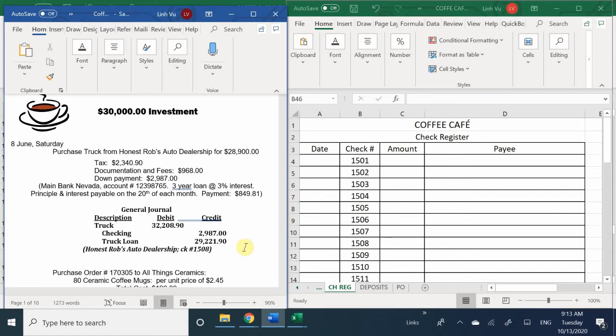No, that wasn't my question. Because I'm looking at tax, documentation and fees. Add those two together to get the down payment, or no? No. It's whatever you want to put the down payment for. Okay, I was just double checking because I was looking at numbers. That's all I need to know.